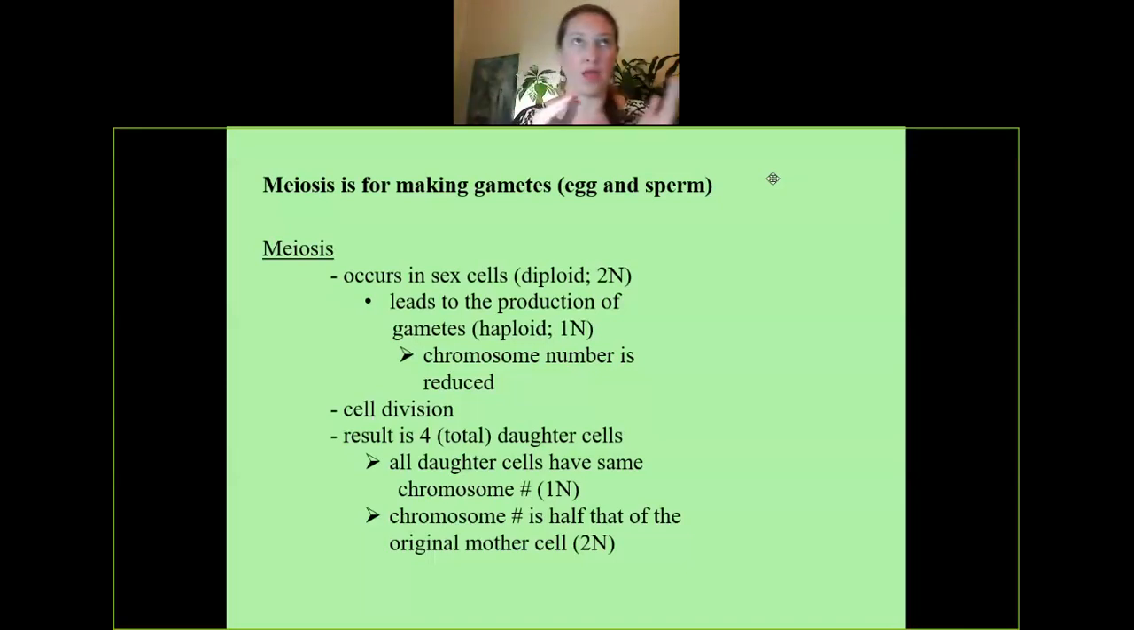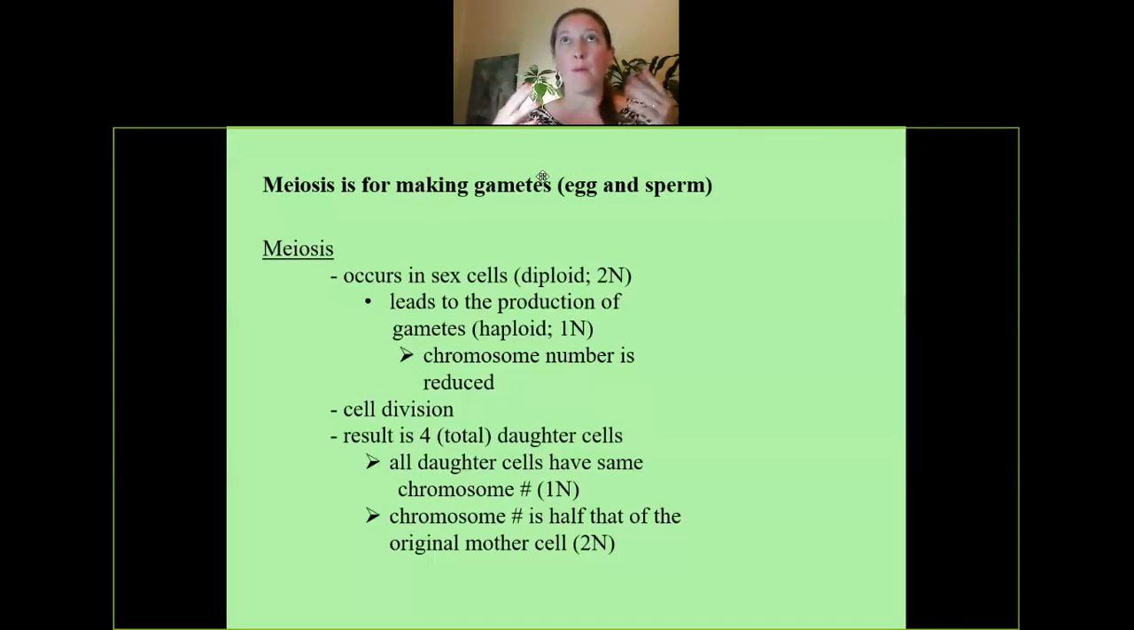Gametes, egg and sperm, right? Gametes are egg and sperm. And that's what meiosis is for. Meiosis is for making egg and sperm gametes. And so meiosis does not occur in the body cells, right? My skin cells are not going to undergo meiosis. It occurs only in sex cells, right?